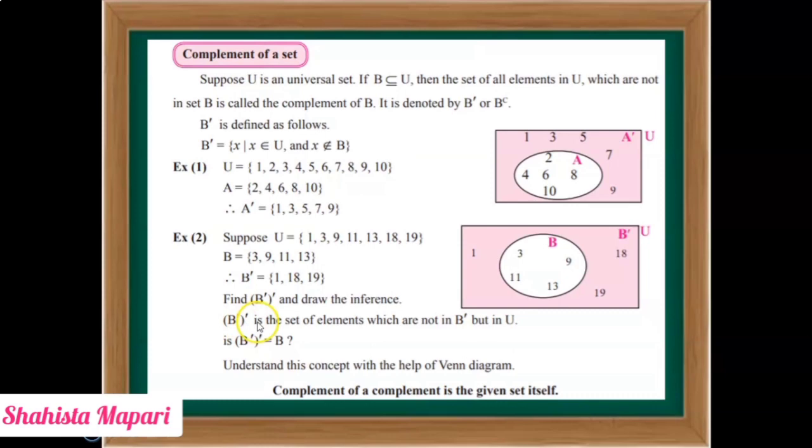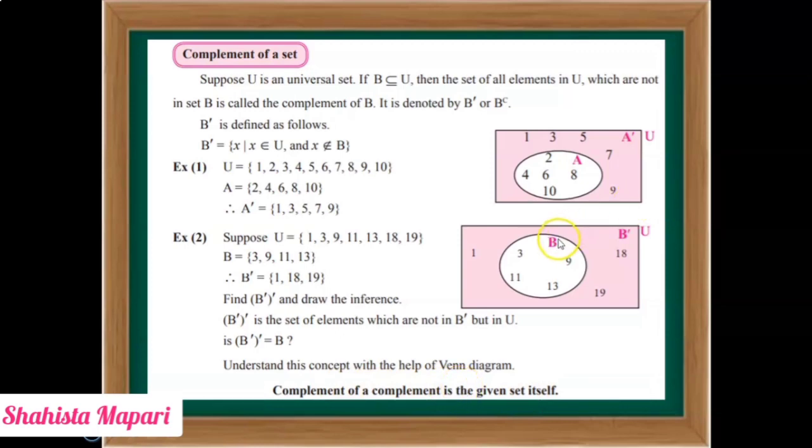Now here B complement of complement, this is known as B complement of complement, is the set of elements which are not in B complement but in U. B complement में नहीं है, B complement of B is not in set U. ठीक है, ये B और B complement का कोई रिलेशन नहीं है, they are not equal, but वो दोनों यूनिवर्सल सेट के साथ रिलेट करते हैं. So understanding this concept with the help of Venn diagram, complement of the complement is the given set itself. Complement of complement is the given set itself.